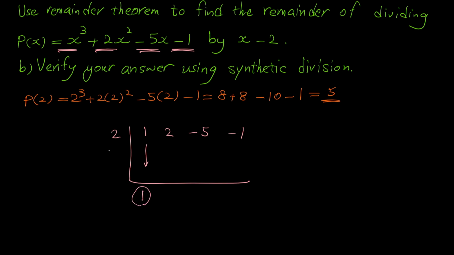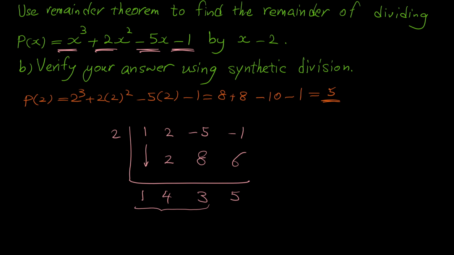We multiply this number by this, so 1 times 2 is 2. We put it here. This is the way that we do synthetic division. If you don't remember synthetic division, please watch my video about synthetic division. 2 plus 2, we add the two numbers that are below each other. 2 plus 2 is 4. Then again, we multiply 4 by 2. 4 times 2 is 8. So we have to put 8 here. Negative 5 plus 8 is 3. 3 times 2 is 6. Negative 1 plus 6 is 5.